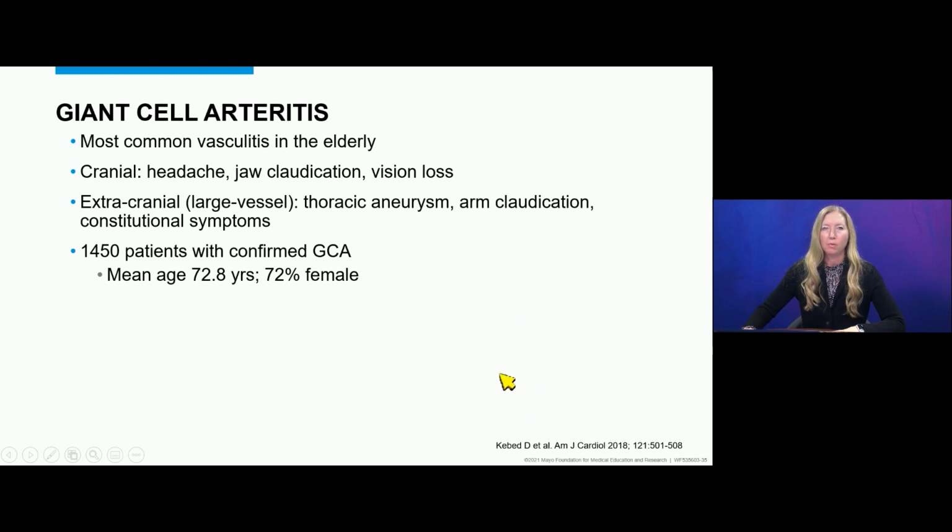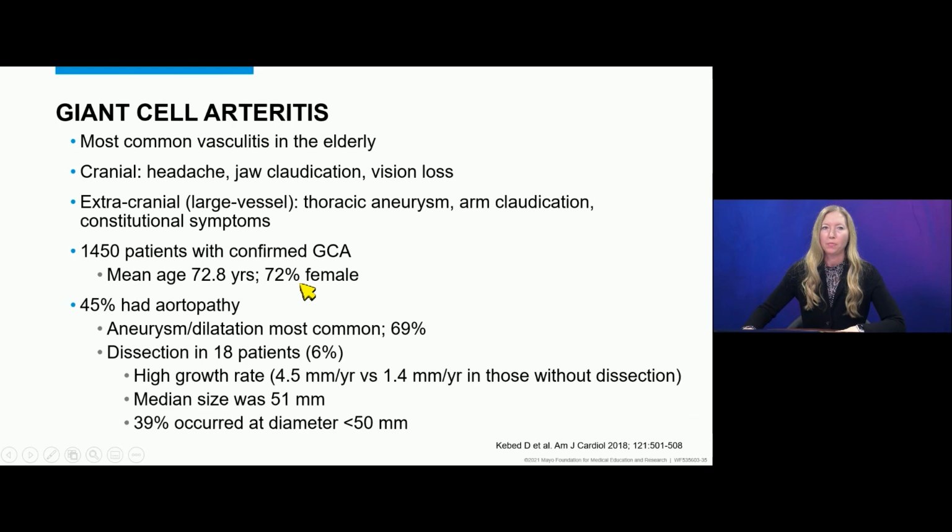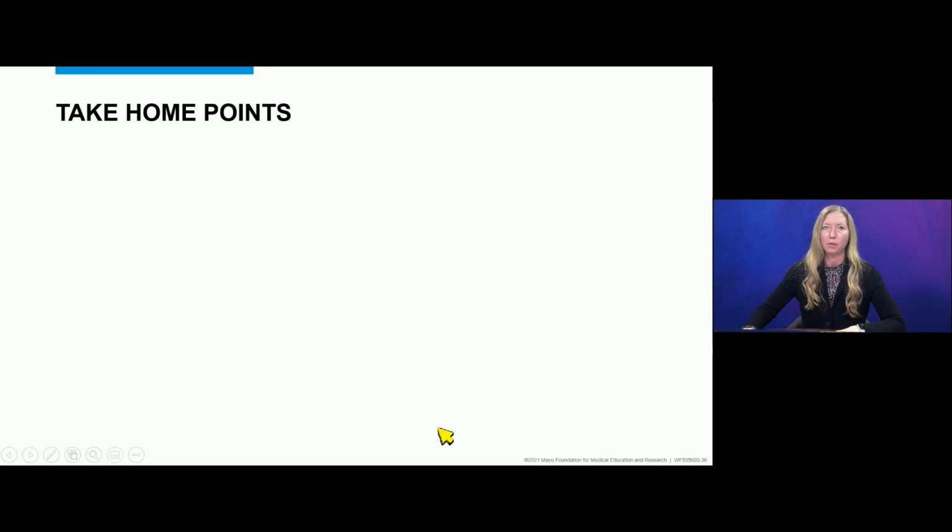And in a big review from our institution, the vast majority of patients were female, and almost half had aortopathy, most commonly being aortic dilatation. Very infrequent dissection, but the important points to highlight here are those who dissected were those who grew rapidly, and oftentimes even at sizes less than 50 millimeters. So really important to recognize this as the etiology of aortic dilatation.